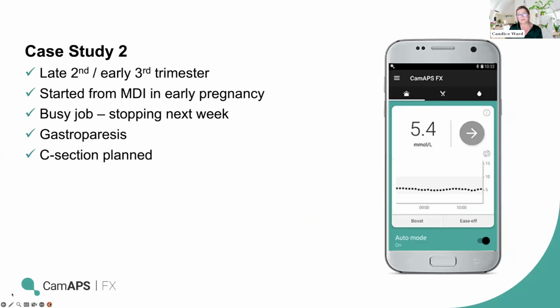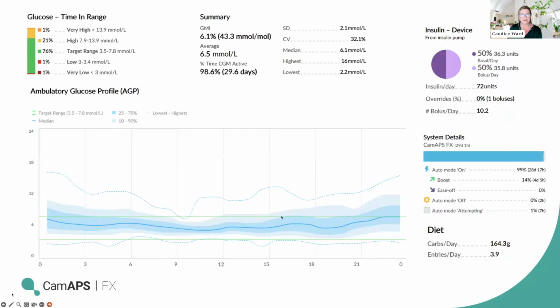The next one we wanted to show you is somebody who is now in late pregnancy, started directly from MDI in early pregnancy, has a busy job, had quite severe gastroparesis before falling pregnant, and is just about to start her C-section. You can see here, this is from glucose, just to give you time in range. We're doing nicely flat, but we're starting to rise towards the evening.